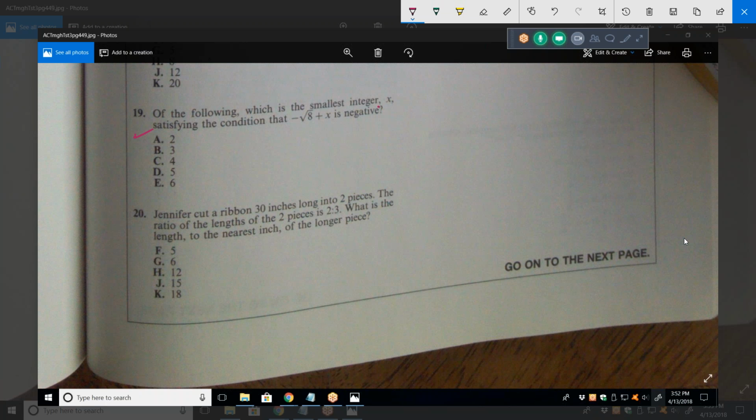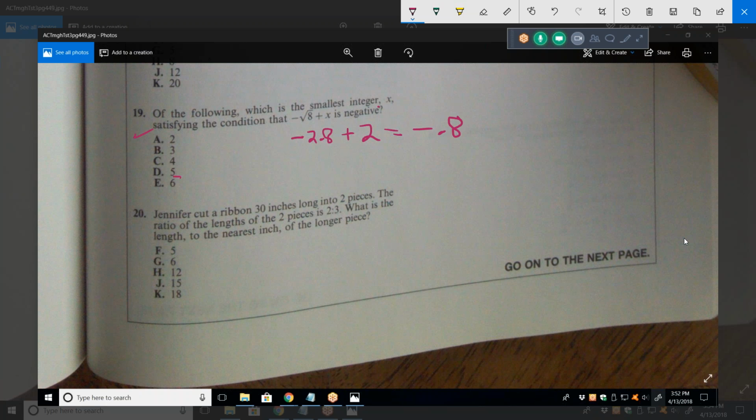What is the approximate square root of 8? You can use your calculator if you want. That's probably the simplest way to do it. 2.8. So negative 2.8, right? The negative sign is outside the radical, so it stays there. Plus 2 is negative. So 2 works. 2 is the answer.